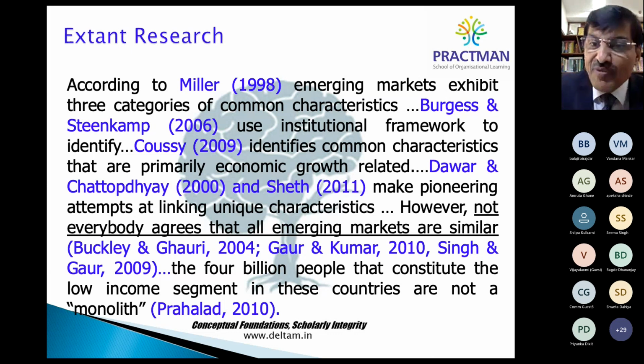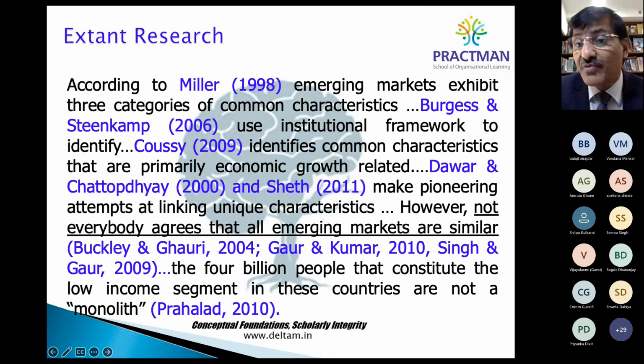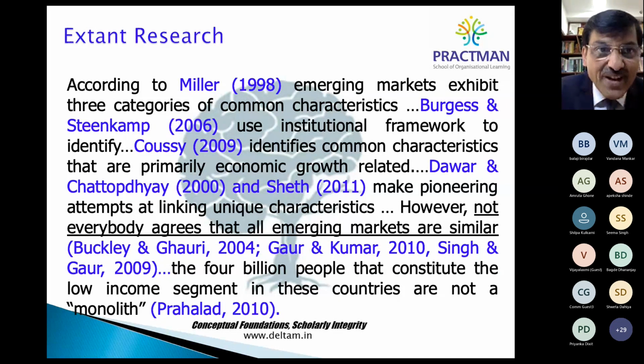But what we found, again through literature review, however, as I have shown here with underline, is that not everybody agrees that all emerging markets are similar. Again, we are providing evidence for that. The 4 billion people that constitute the low income segment in these countries are not a monolith. They are not similar. They are not homogeneous, right?